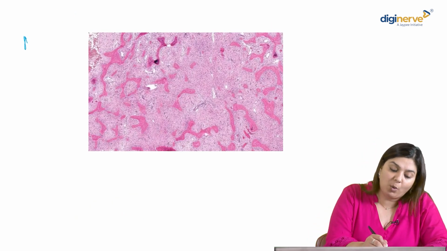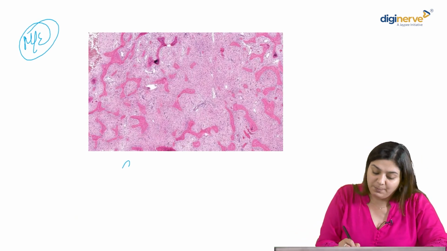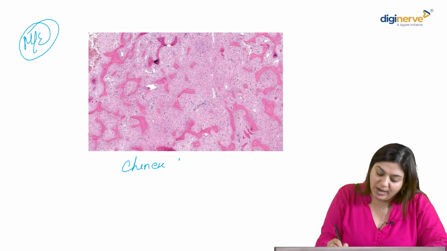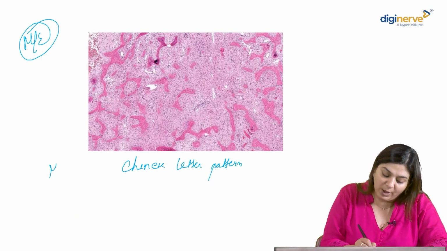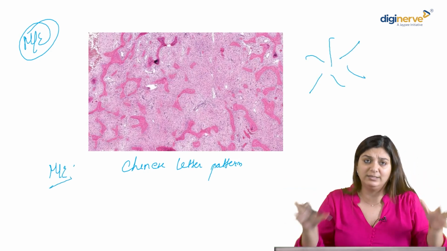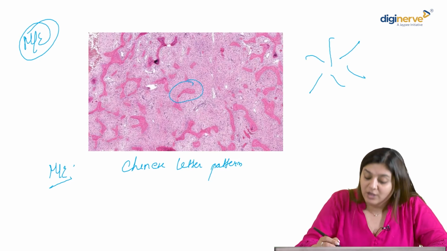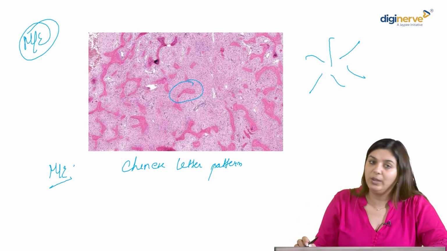Now very important is the microscopy. Now can you see this pattern? This pattern is called Chinese letter pattern on biopsy. Why? Because Chinese letters are very like this. Opposite, you don't understand. Now the most important thing is, if you see this, these are the Chinese letter pattern, the way they are arranged.